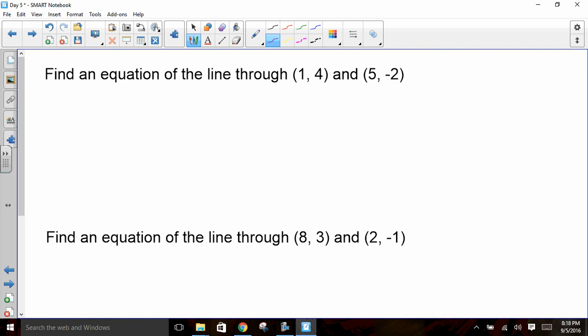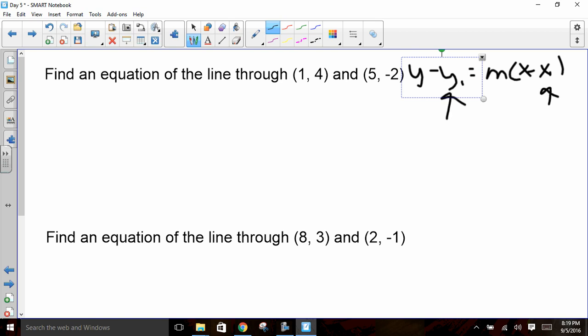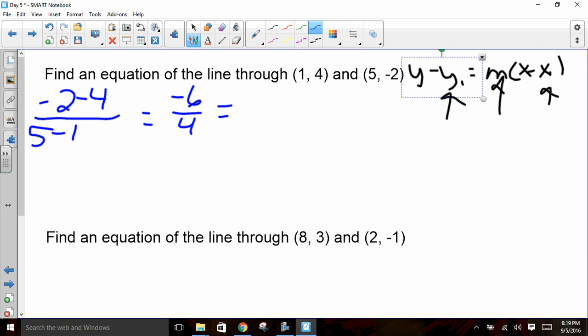Okay, last two problems. Find the equation of the line through the points (1, 4) and (5, -2). So I told you we had another equation, which was y minus y1 is equal to m times x minus x1. Well, if you notice in that equation, we need a point, which, again, we have points of x1 and y1, and a slope. Well, I don't have that slope yet, so I'm going to have to go ahead and find it. So first steps first is always find your slope, which we practiced earlier. So negative 2 minus 4 over 5 minus 1, which gives me negative 6 over 4, which again we can reduce down to negative 3 over 2.